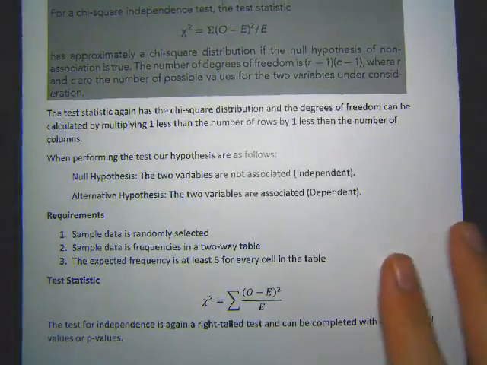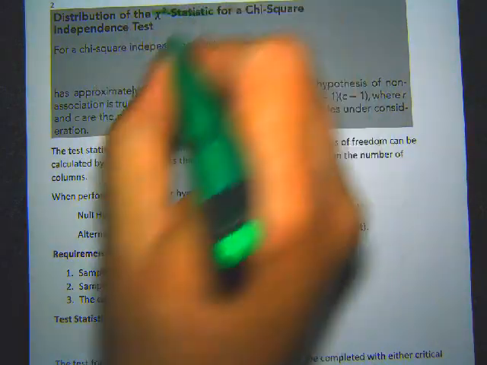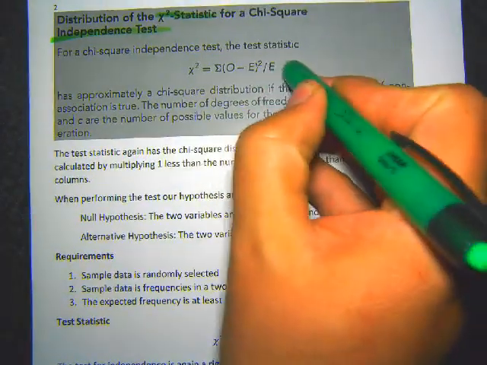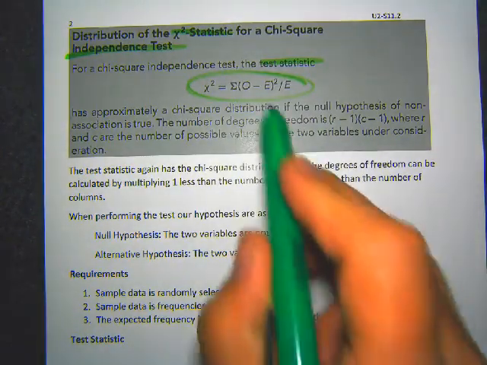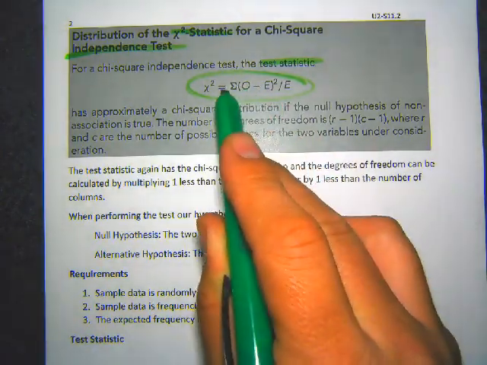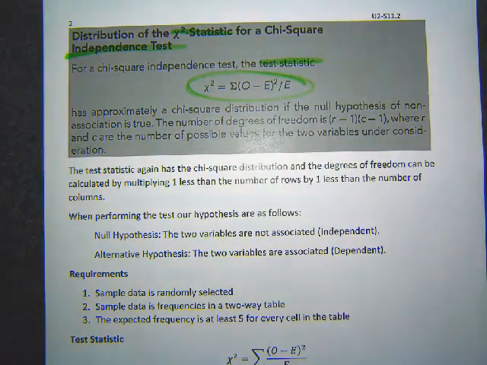Okay, let's look at the independence test. How does this work? It is a chi-squared test. So this independence test is a chi-squared test for independence. So it does have a chi-squared test statistic. Thankfully, we'll just let the calculator calculate that because it is a process of subtracting, squaring, dividing, and adding up all these different values. So we'll leave the calculator to that.